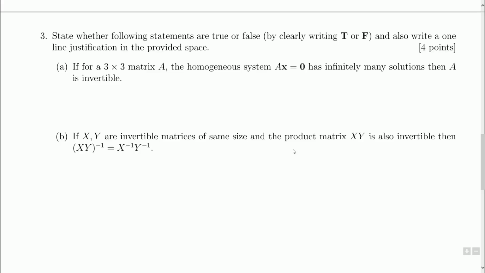Okay, so question 3, and what have we got here? A. So for a 3x3 matrix A, the homogeneous system AX=0 has infinitely many solutions. Sorry, if it has infinitely many solutions, then A is invertible. Okay, this is sort of your very basic true-false question. It's just a rewording of a theorem that we learned. Okay, and this is why we bother to write down the theorems in class.